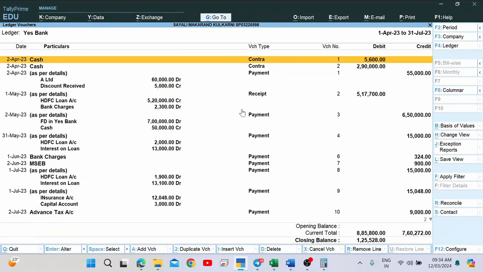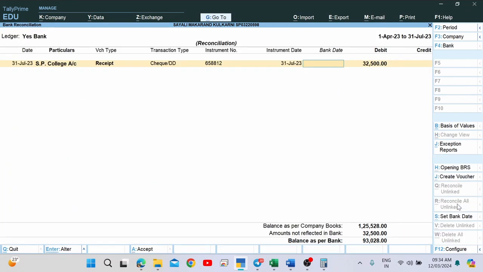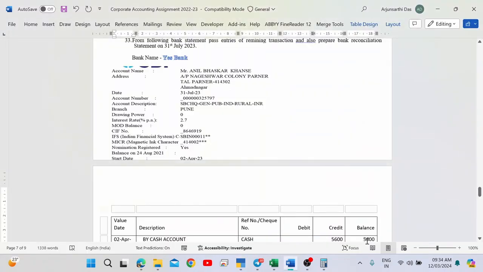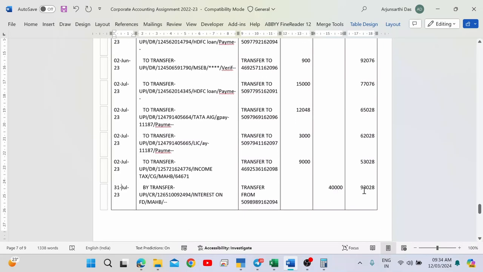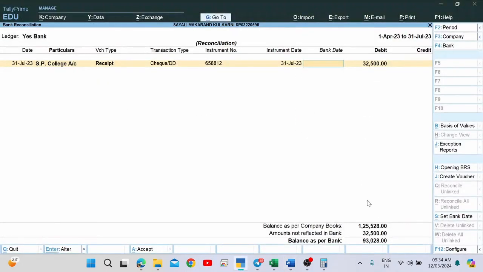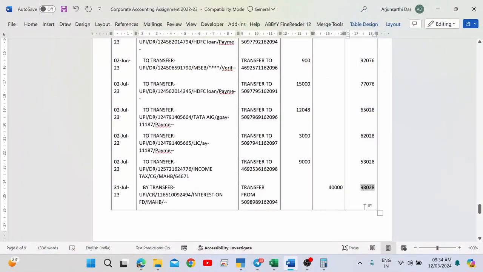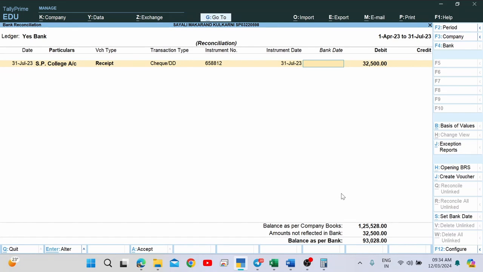We nullify because we have already passed entries up to 31st July only. We'll get up to that period, or just give the period and then check your bank account, and then finally click on the reconcile button. I already reconciled it. Now why I'm showing you this is to check the bank balance at the end. Previously we were having a difference here, but now this will match exactly: 93,028. Here also 93,028. By getting this you'll get the confidence that my project is correct.